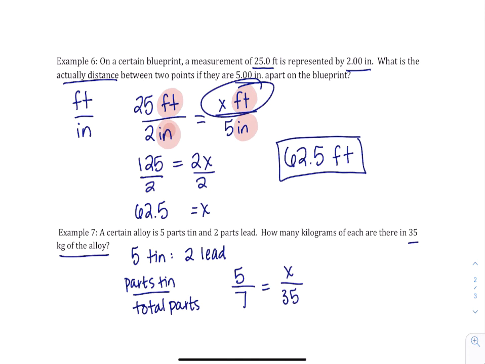We cross multiply and solve this. 35 times 5 is 175, and that equals 7x. And so that tells us here, I'm going to divide both sides by 7, telling me that I have 25 kilograms of tin. Now I could set this up again and do 2 to 7 for my lead to total, but I don't have to. If I know that there's 35 kilograms total, and I just found that 25 of them was tin, then that remains 10 kilograms left over of lead to get that total 35.